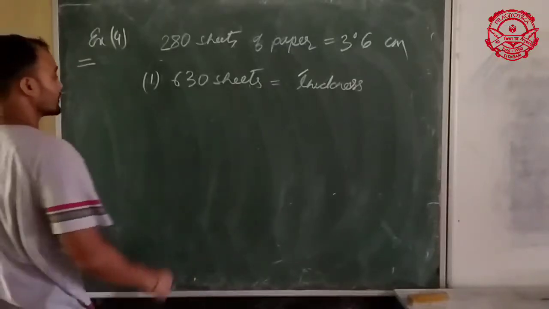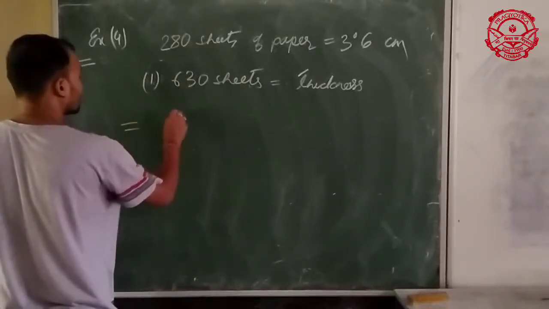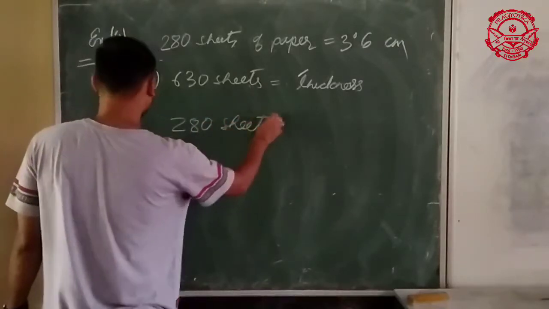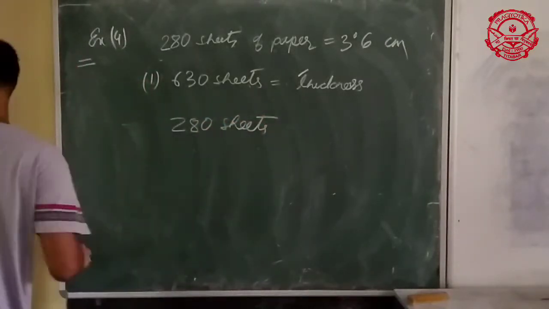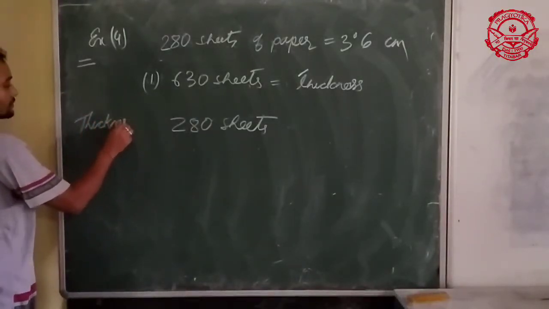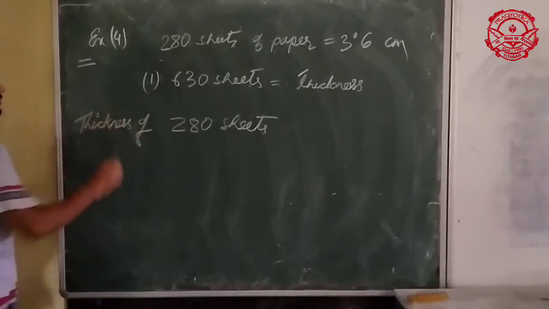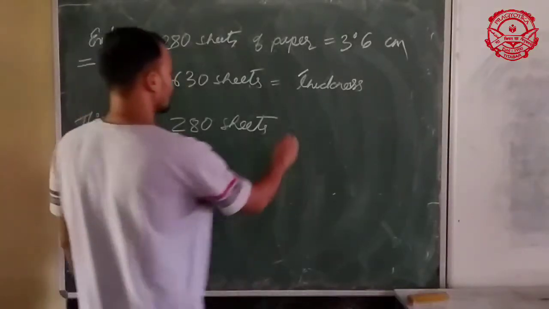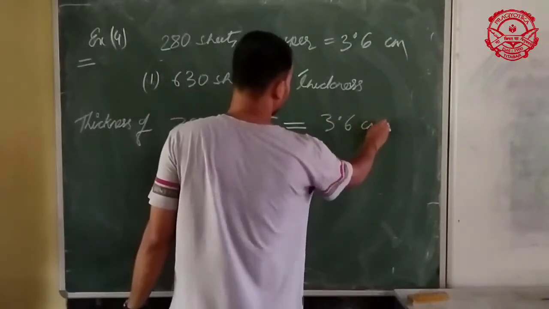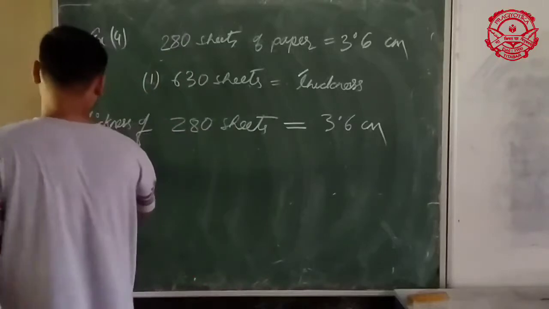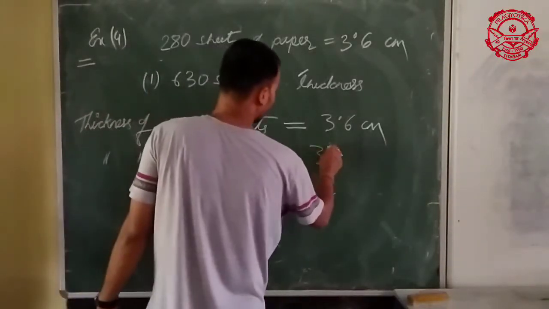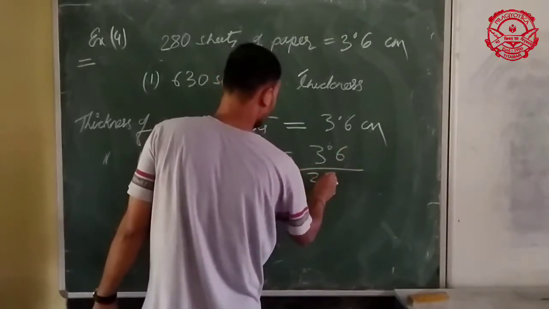Calculate the thickness of one sheet. Now, 280 sheets, you write like that. Thickness of 280 sheets is equal to 3.6 cm. Thickness of one sheet is equal to 3.6 by 280.